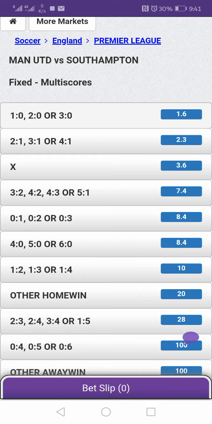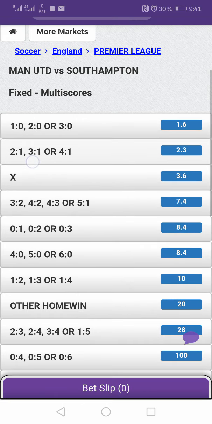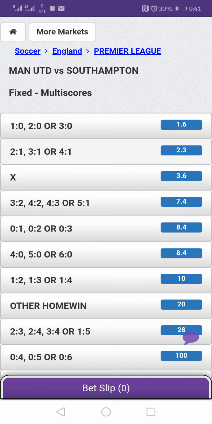I mean, the other team will score at least one goal, and Manchester United will still win the match, maybe by 2 goals or 3 goals or 4 goals. But the other team will score one, which will make it now 2-1, 3-1, 4-1. So that's the score line. So that's how easy it is, guys.